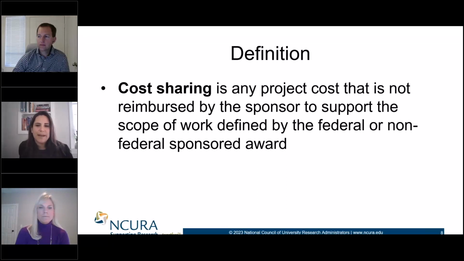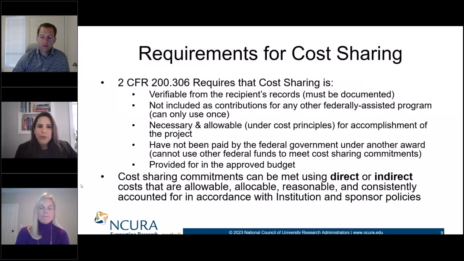Any kind of those costs, again, not reimbursed for or paid for by the sponsor. And what does the uniform guidance say about this? And so it's critical that, if we're laying the foundation here, we really get into, well, what is required based on the uniform guidance? So what are the parameters that we have? So our next slide gets into some of that definition. And so with that, some of the requirements for cost sharing. So it must be verifiable from the recipient's records, has to be documented in some way, shape, or form.